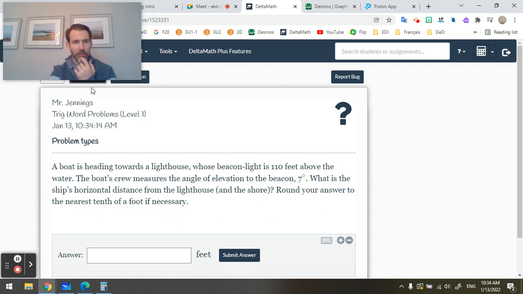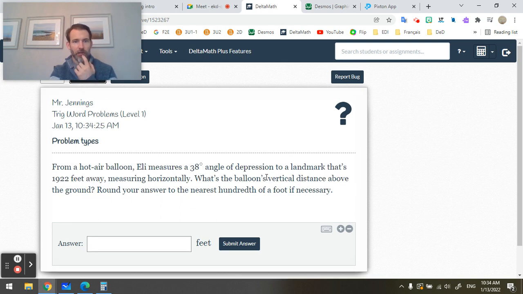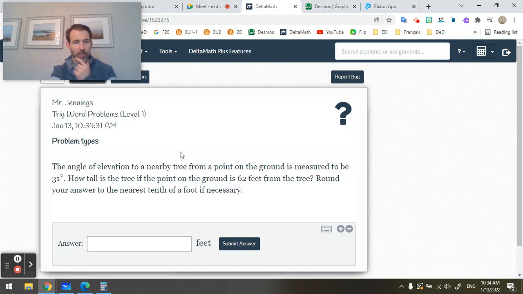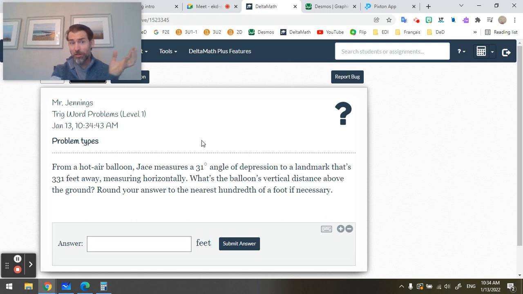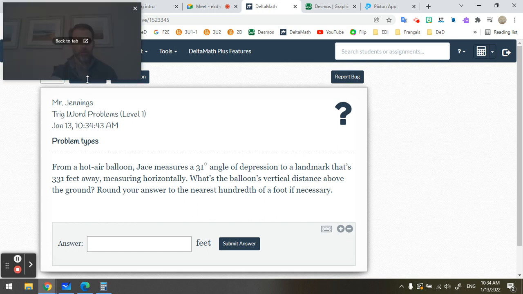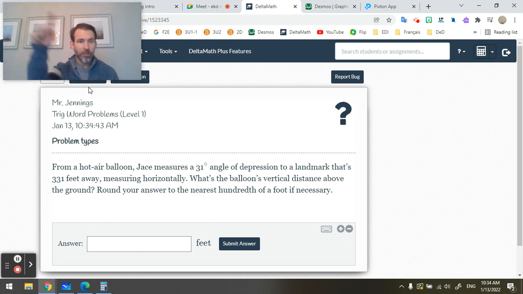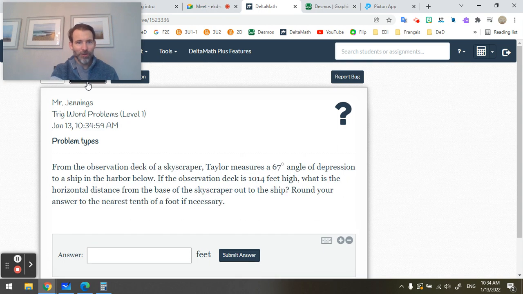All right, let's find one that's not tangent. Horizontal distance, no, that's still tangent, from a hot air balloon. Still tangent. Geez, will they give me one that's not tangent, I wonder? Oh man, why would they do that? Why would they have three ratios they could choose from and only use one of them? Vertical distance. Why don't they say what's the real distance, like the actual distance between the things? So anyway, if you can use tangent, you can do all of these questions. All right, a little disappointing.